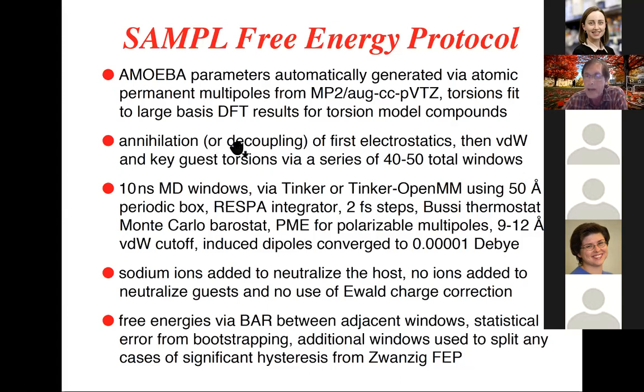We do annihilation or decoupling. We mix the two. We annihilate generally the electrostatics. The van der Waals we either annihilate or decouple. We also scale some of the key torsions in larger drug-like molecules. Generally it takes a total of 40 to 50 windows to do the bound and decoupling phases. Then we use standard BAR to compute the free energies between the adjacent windows and do error analysis by bootstrapping.